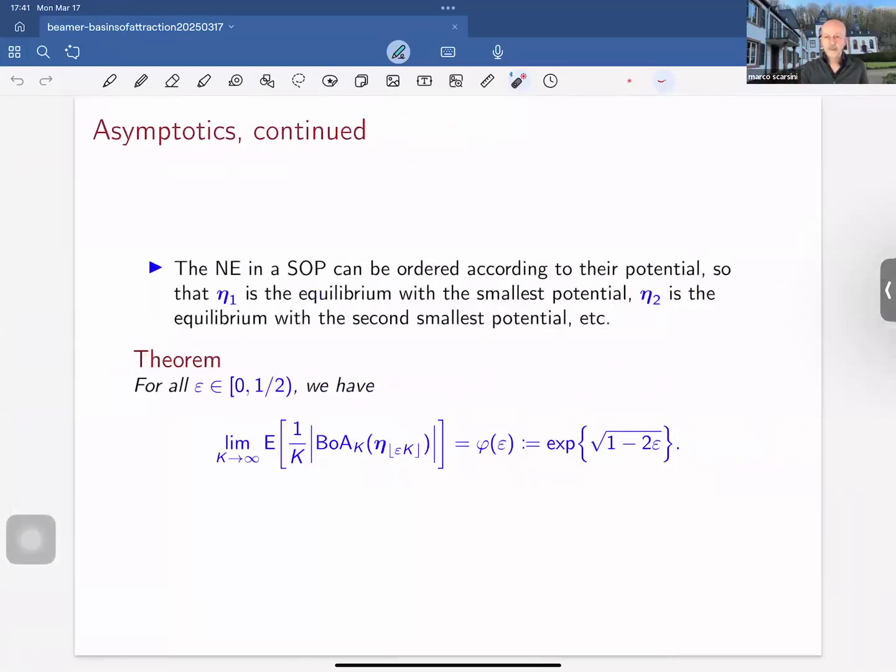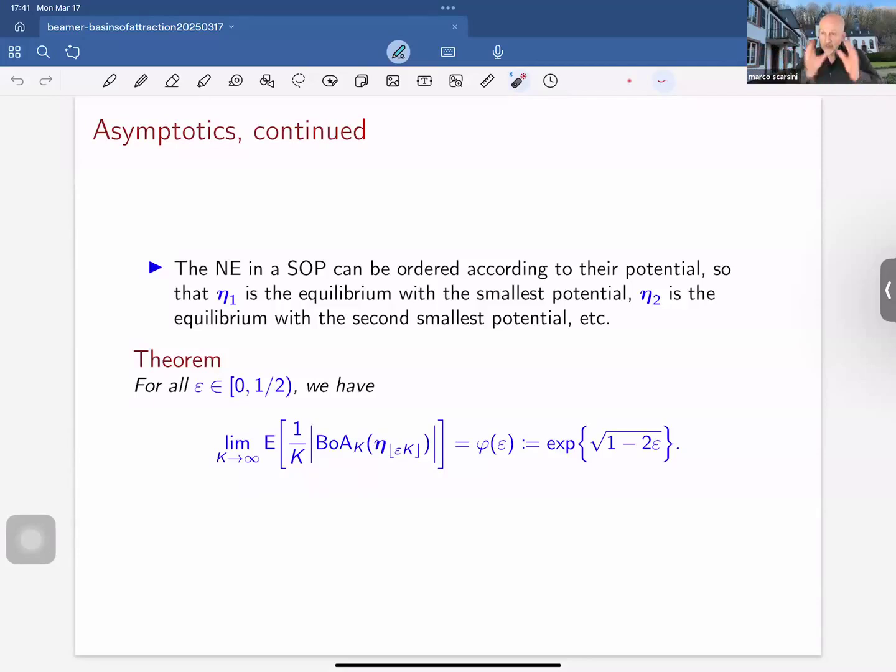So this is the first result. Let me say something about the notation and then explain what we have. If you take the Nash equilibria of this game, you can order them by their potential. So eta 1 is the equilibrium which has the smallest potential. Eta 2 is the equilibrium which has the second smallest potential. Eta 3 is the equilibrium that has the third smallest potential, and so on and so forth. Okay? So I want to see to which of these equilibria I converge.